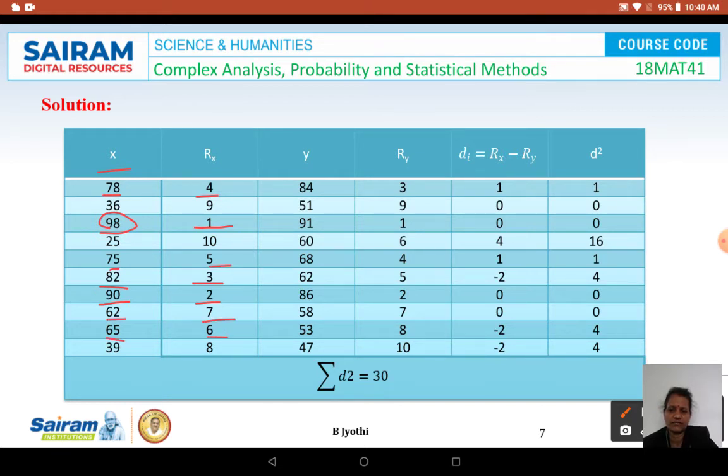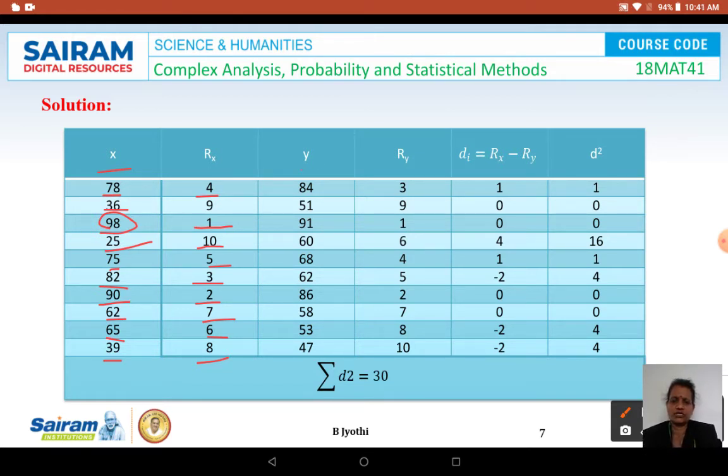62, which is 7. Next comes 39, which is 8. And 36, which is 9. And 25, which is 10. So likewise we have given the ranking for the X. Similarly, the ranking is given for Y also.